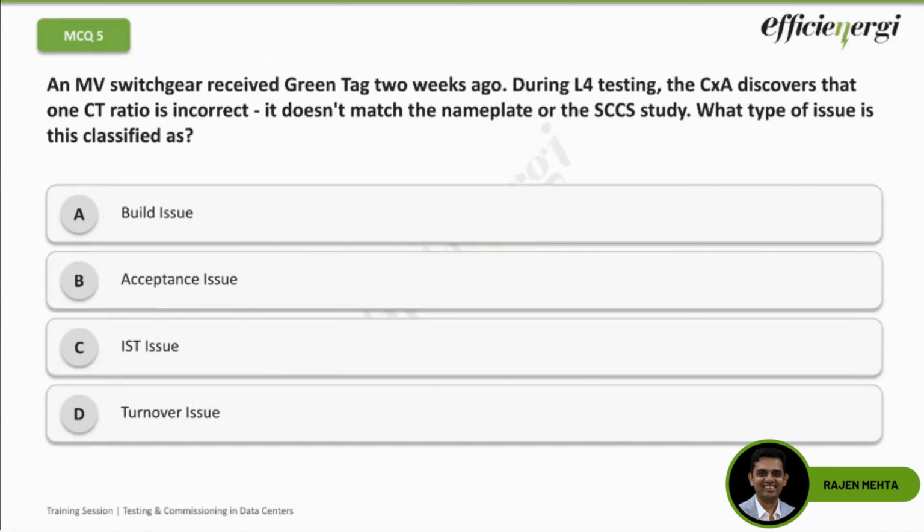An MV switchgear which received a green tag 2 weeks ago. Okay. During L4 testing, the CxC discovers that one CT ratio is incorrect. It doesn't match the nameplate or the SCCS study. What type of issue is this classified as? Build issue, acceptance issue, IST issue, or a turnover issue?